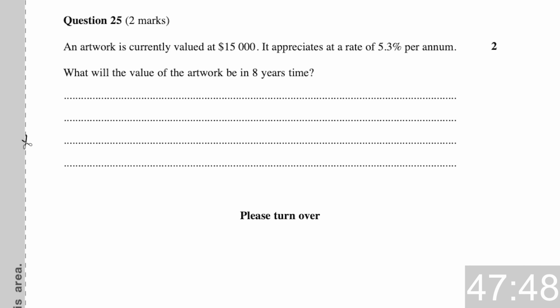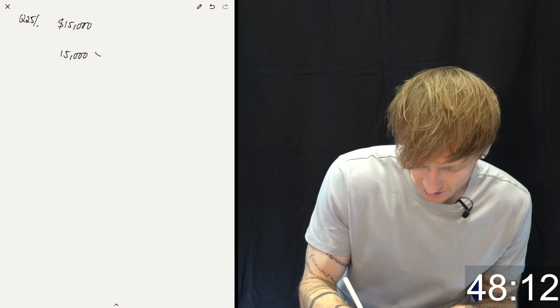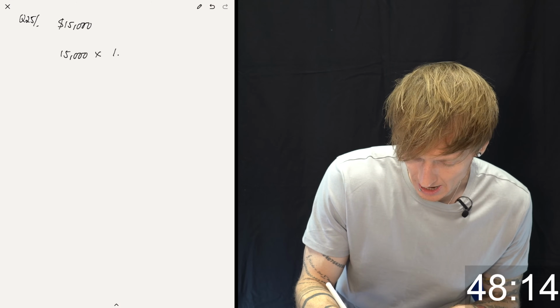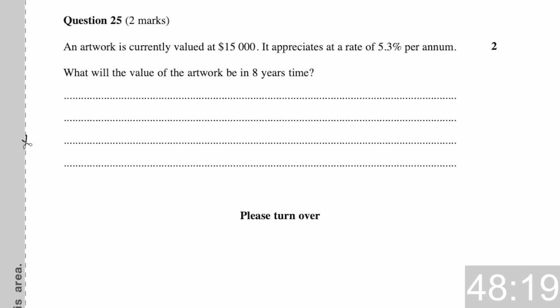Okay, question 25. An artwork. Now we're selling art to go with our holiday home. Or maybe we have come up to hard times and we don't want to sell the holiday home, so we're selling the artwork. An artwork is currently valued at $15,000. It appreciates at a rate of 5.3%. Right, so it's 15,000. After 1 year, it's 1.053, and then continues to appreciate, so it's that to the 8.